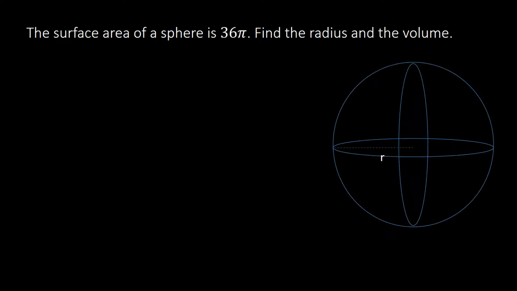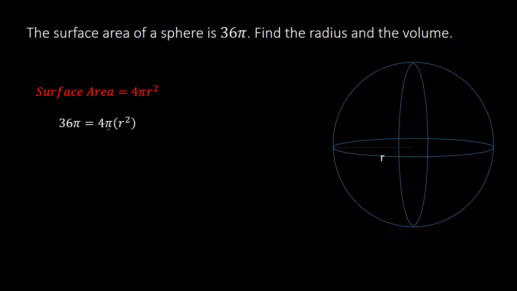Here's an example where the surface area is given to you as 36 pi, and the question is to find the radius and the volume. The surface area formula is 4 times pi r squared. We know the surface area already to be 36 pi, so I can plug that into the surface area part of the formula. Instead of surface area, I can put in 36 pi.